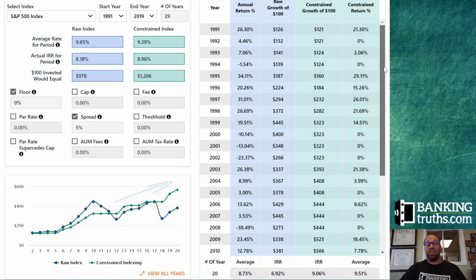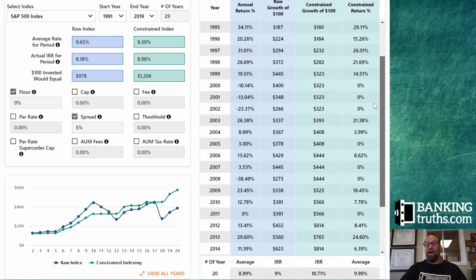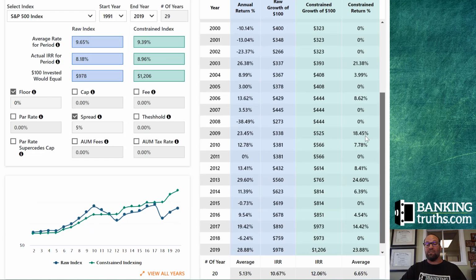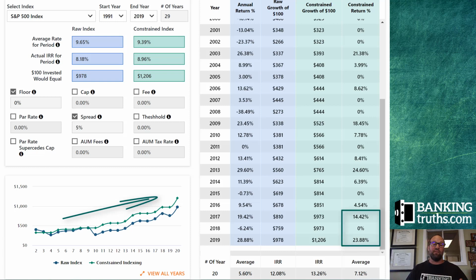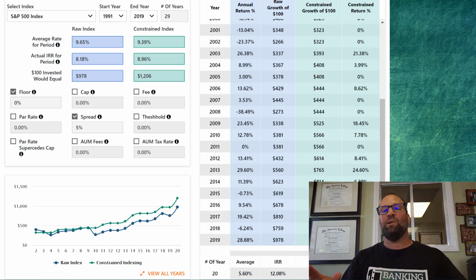Now, if we look at just the last decade from 2011 to 2020, you can see, just looking at those 20 years, it stayed ahead the whole time. And we've had some very nice returns over the last few years. Obviously, there was a zero in between, but the raw index couldn't keep up with the uncapped using a spread of 5. Now, fast forward to today.